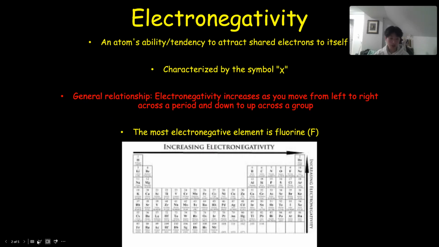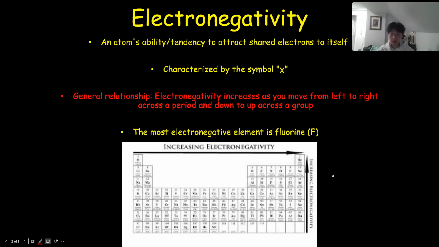First and foremost, I'd like to begin with electronegativity. Essentially, electronegativity is an atom's tendency to attract electrons to itself. Electronegativity is defined by the symbol chi, which is a Greek letter that looks like the letter X. The general relationship is that when you go from left to right across a period and from down to up across a group, your electronegativity will increase.